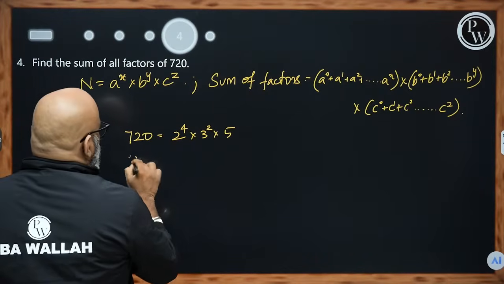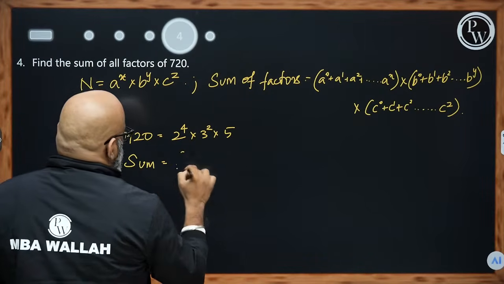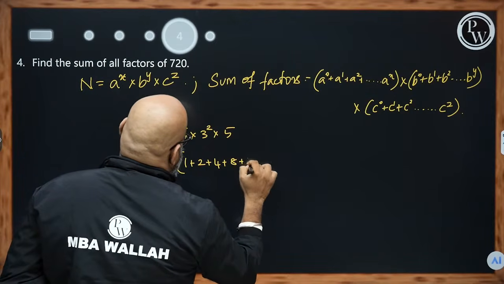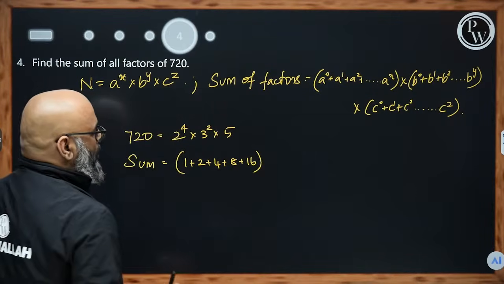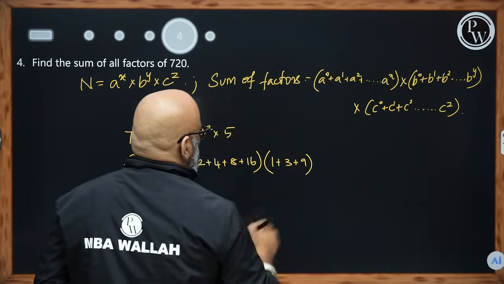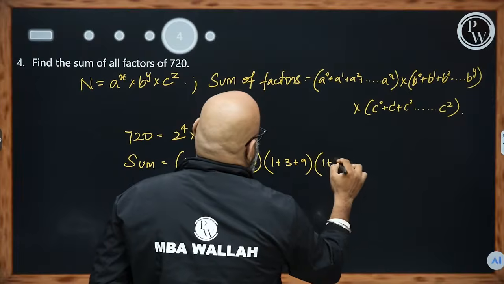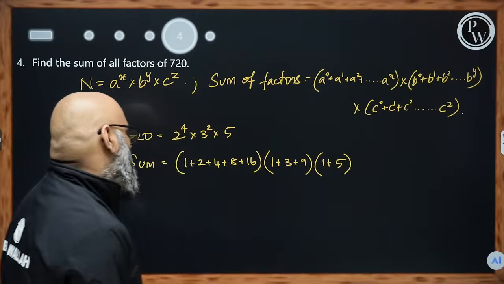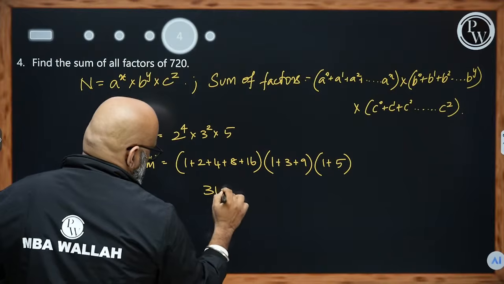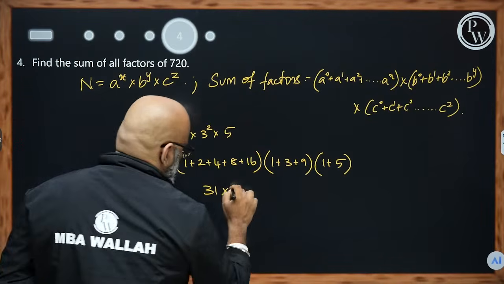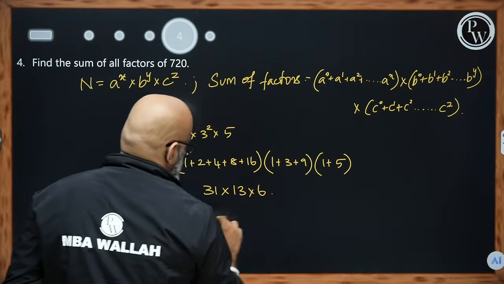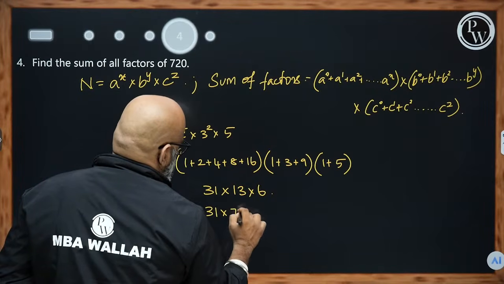Perfect. So the sum of factors is (1 plus 2 plus 4 plus 8 plus 16), that is 2 power 0 up to 2 power 4, into (1 plus 3 plus 9) into (1 plus 5), that is 5 power 0, 5 power 1. So this adds up to 31 into 13 into 6. So 31 into 78.